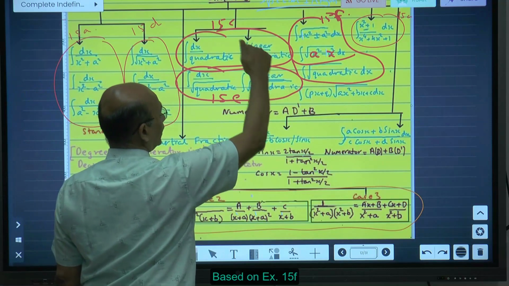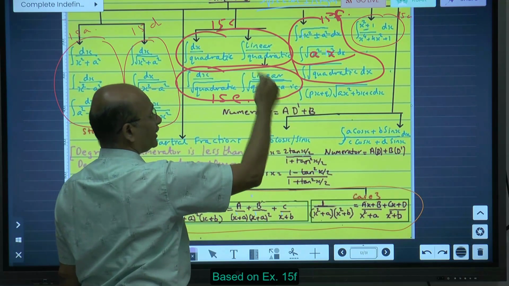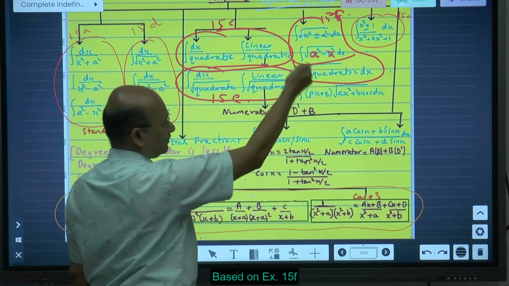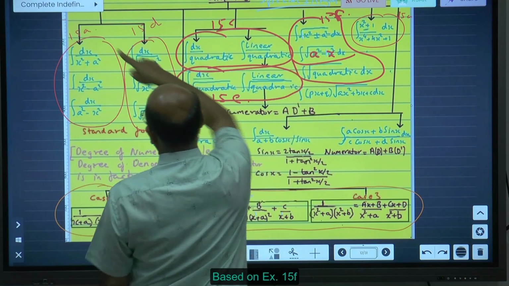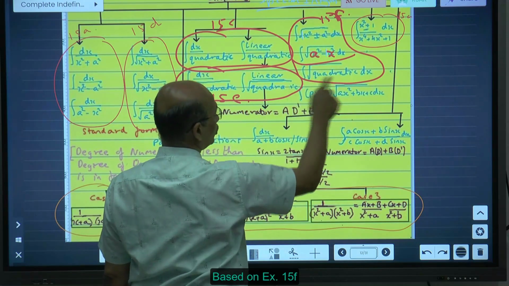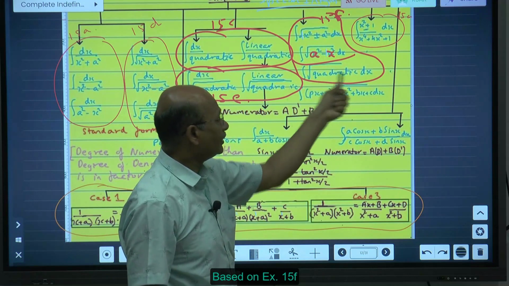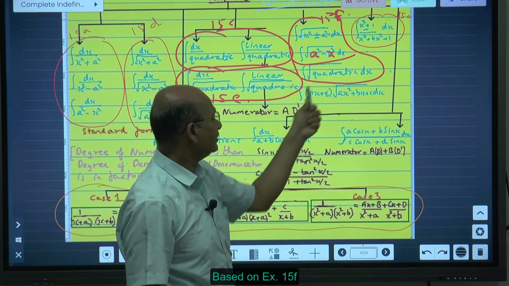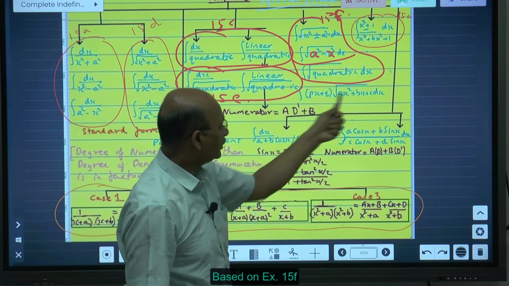Linear upon quadratic, numerator is a into derivative of denominator plus b. Linear upon root quadratic, again same thing, a into derivative of denominator, denominator meaning only the inside part, plus b. Now here, by term, same procedure, but the formulas are different. Root quadratic, just now we saw, again convert into by term by adding and subtracting a term. Now it was linear upon quadratic, but here it is linear into root quadratic.